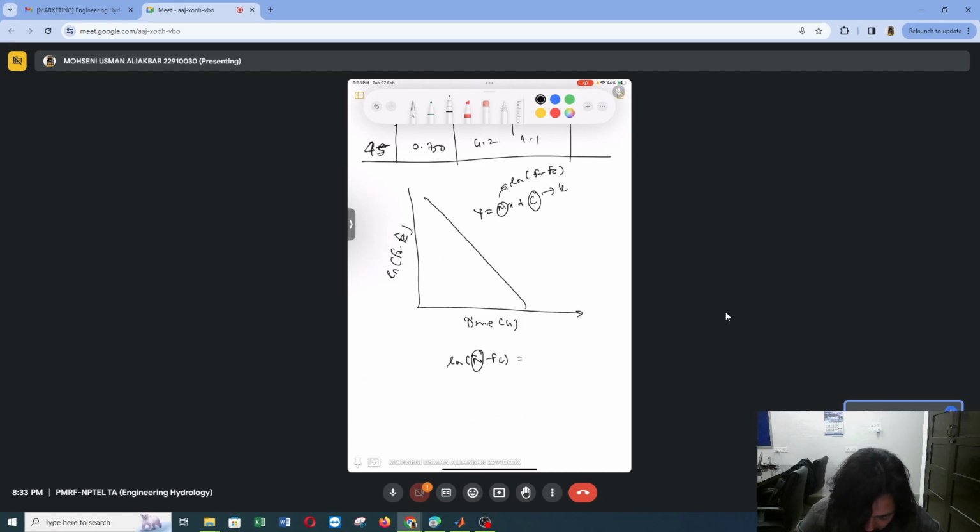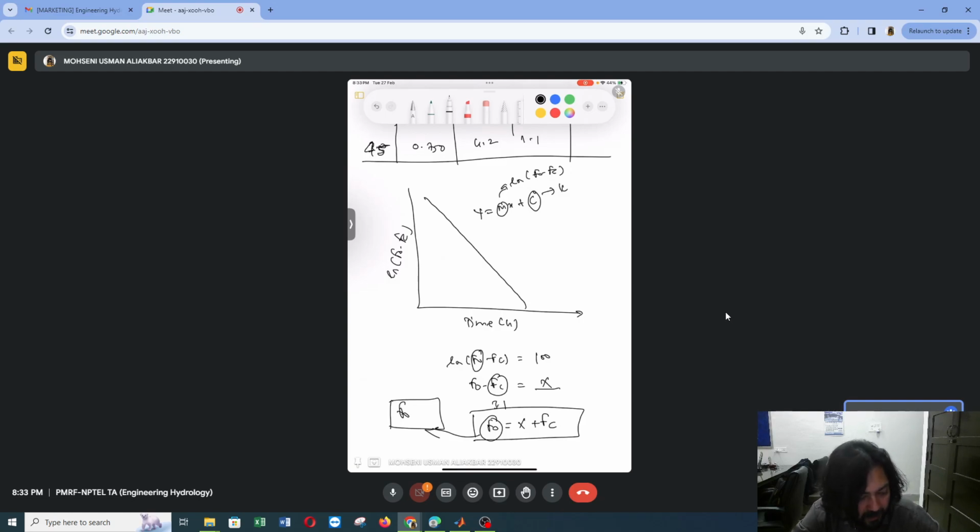Let us say we get the value of this as 100. Then we'll take the antilog and we'll get the value of f0 minus fc as something, let us say x. We know the value of fc is 3.1, so f0 would be nothing but x plus fc. So we'll get the value of f0. They have asked us to calculate the value of f0, right? So that we can calculate now.